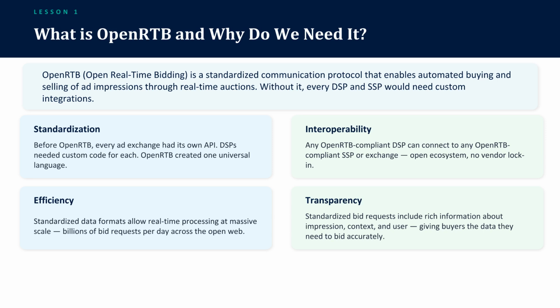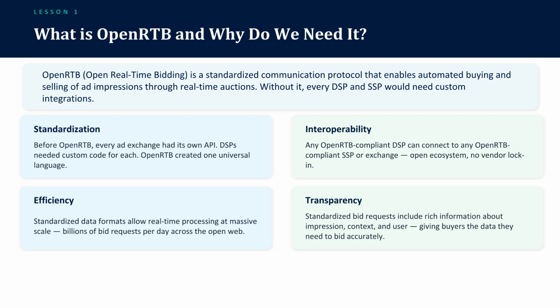In the late 2000s, RTB was emerging as a concept, but there was no standardized way for platforms to communicate. Every ad exchange had its own proprietary API. If you were a DSP and you wanted to connect to 5 different exchanges, you needed 5 different custom integrations. OpenRTB solved this by creating one universal standard. Any DSP that implements the OpenRTB specification can connect to any SSP or exchange that also implements the specification. One integration, global access. That's interoperability.